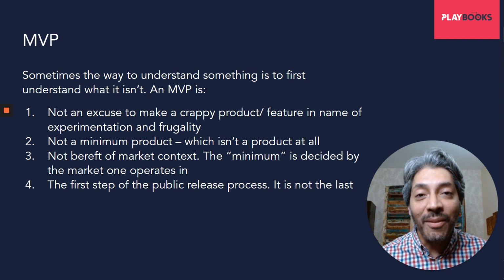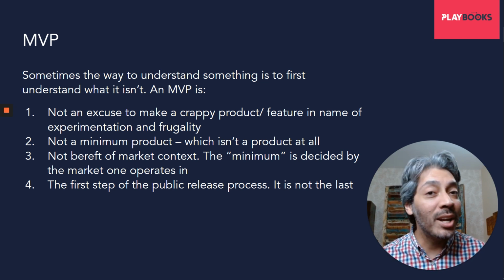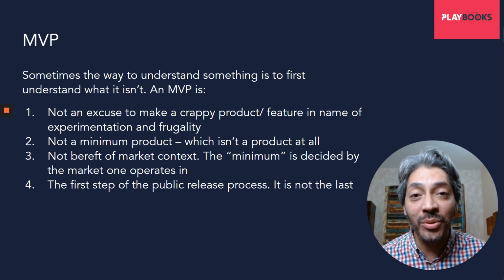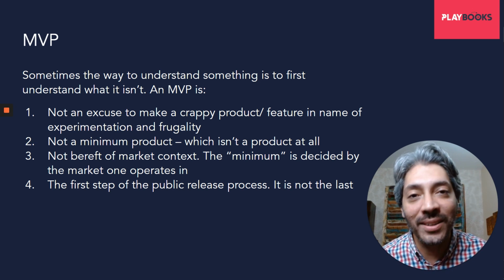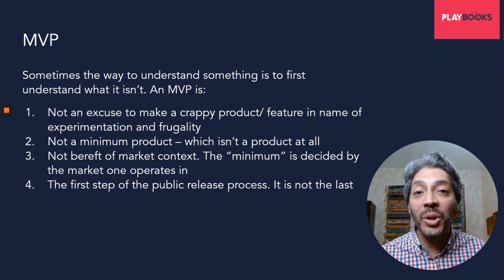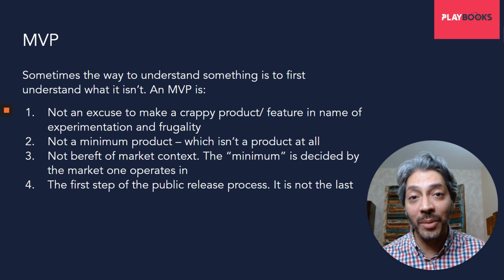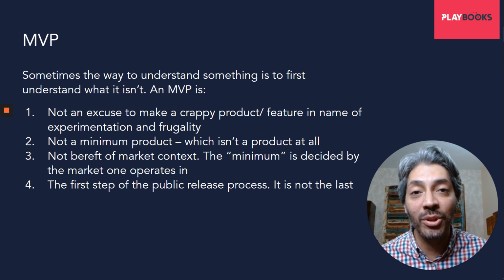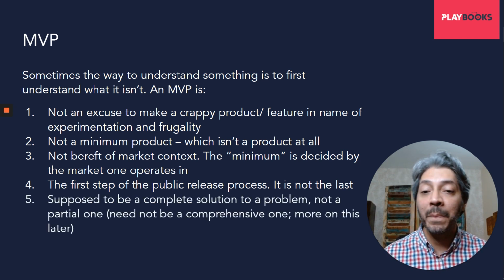Also, the MVP is the first step of a public release process. It is not a beta. It is the first product that you're putting out there. It's the first version of the product. But it is also not the last, which means you're not done just by putting out an MVP. You eventually have to iterate and get to a much better place. So not a beta product, which is not a product, it's just an early test. But MVP is not that. MVP is the first public version of your product, but it's not the last. You still have to do a lot of work on it, right?